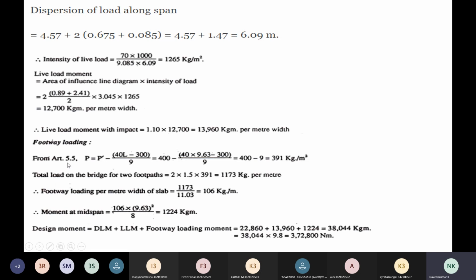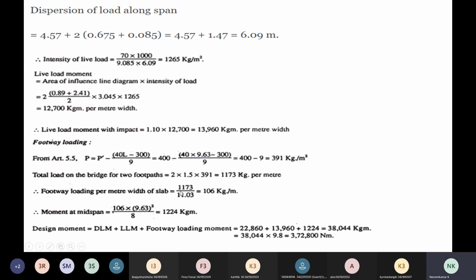From Article 5.5 of the IRC, they have given some recommendations to calculate the load. For the footway path, you can follow the conventional way of calculating the moment. Here they calculated the loading intensity as 106 kilonewton per meter. From the load you can calculate the moment at the midspan: W L square, where L is the effective span, 9.63 square divided by 8. Then you get the intensity of the moment due to the footway loading at the midspan.